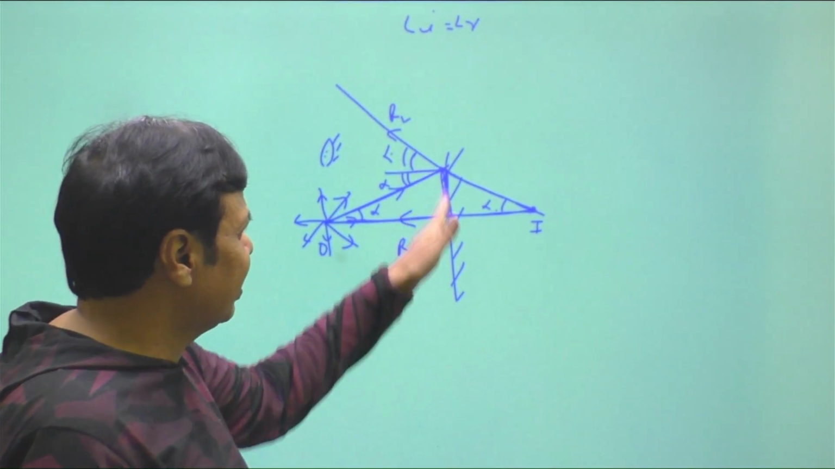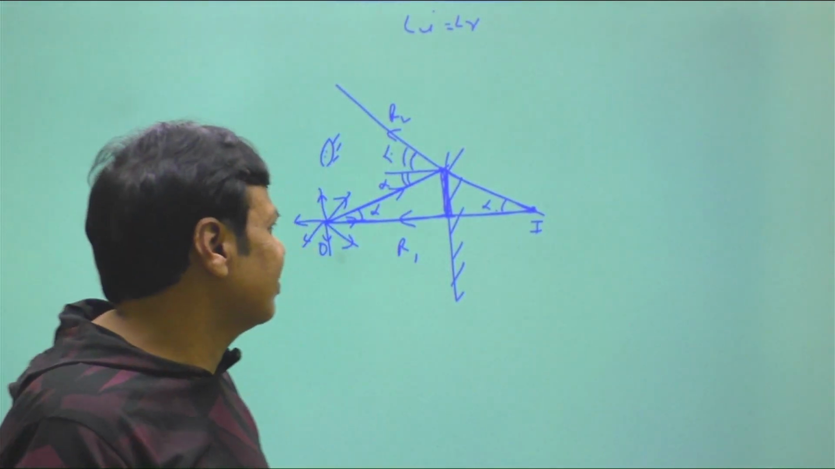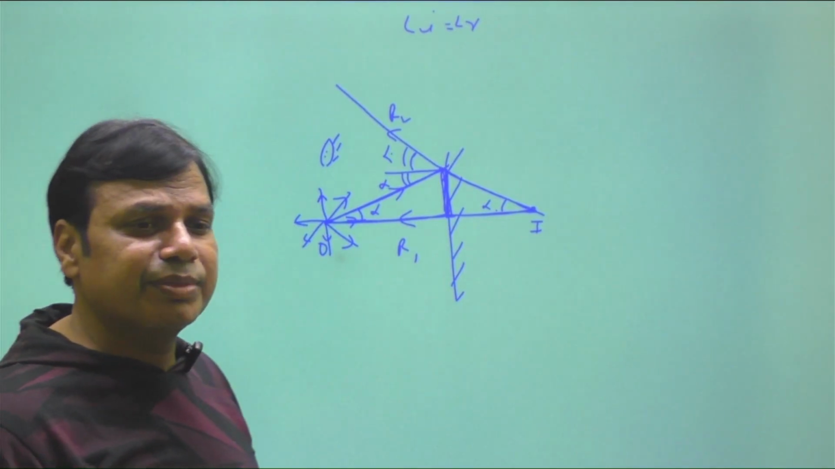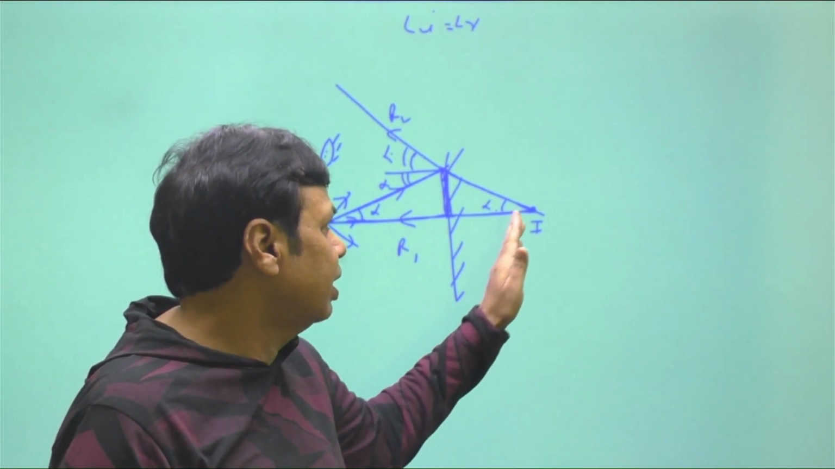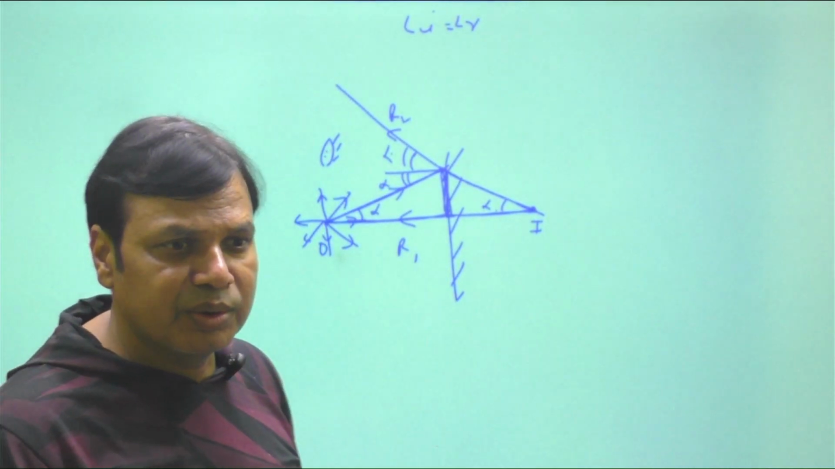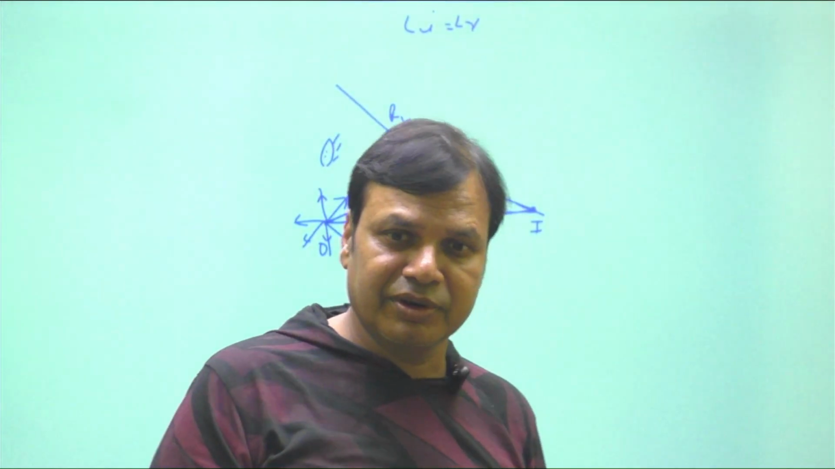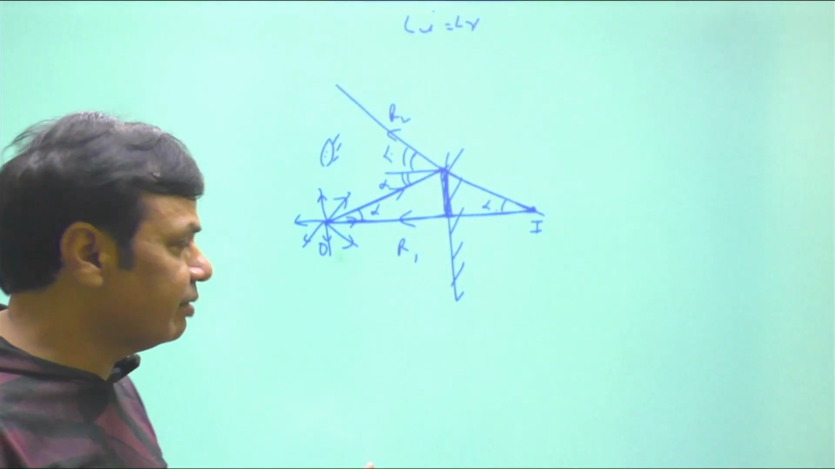That means a plane surface, that is a plane mirror for us, always makes the image of an object at a point behind the mirror, which is at the same distance from the mirror as the object itself.